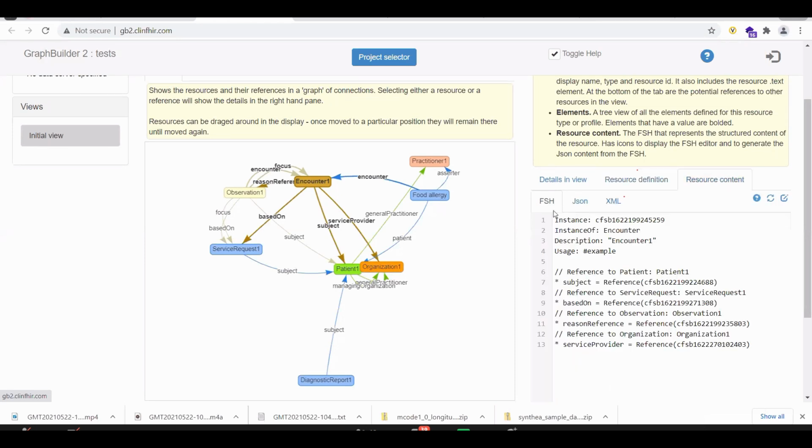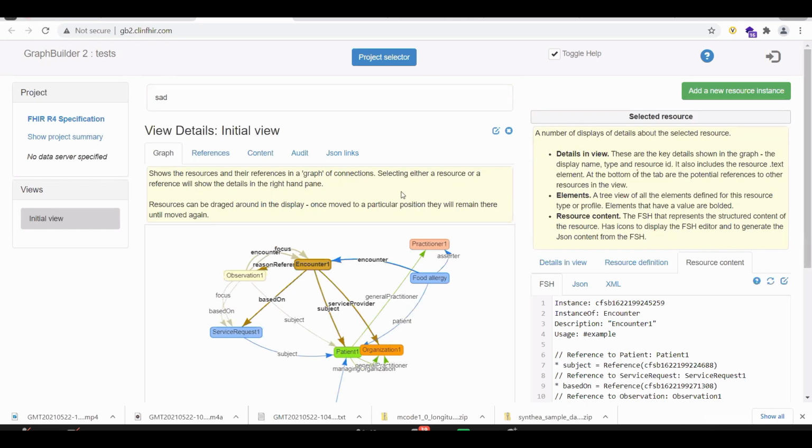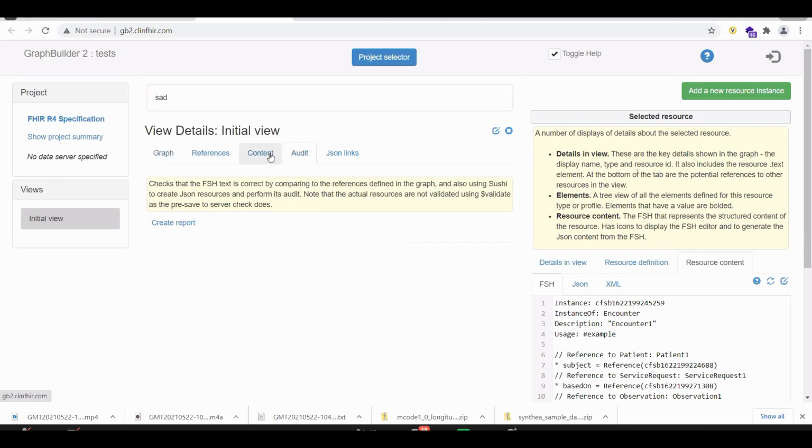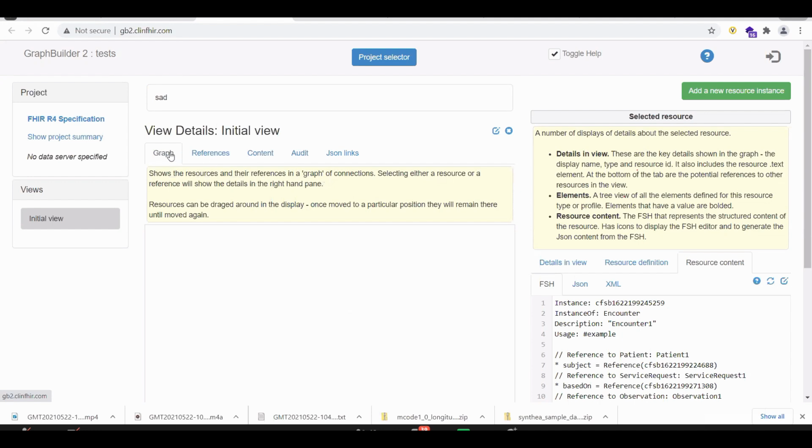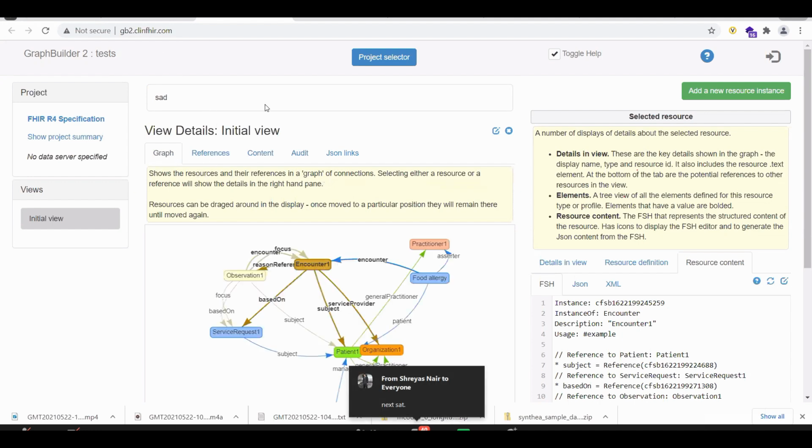And if you know FSH, you can put in the values in there, and you can generate a bundle which you can post on a FHIR server. All those things you can do, right? So this is one that I wanted you to experiment with, the graph builder. Just take a resource, try to build out a scenario and see how the relationships are, okay?